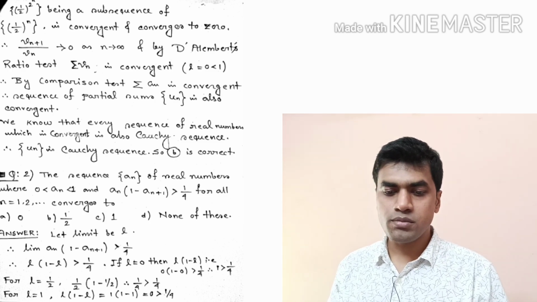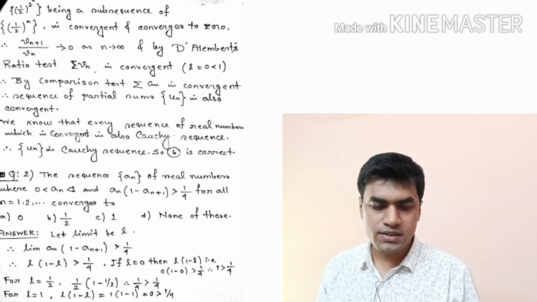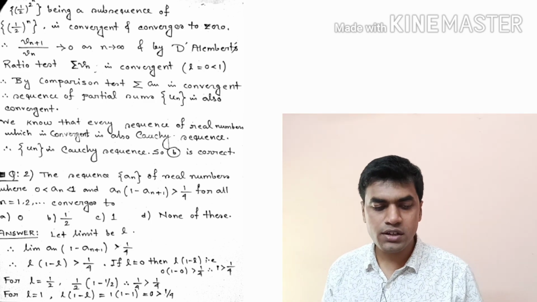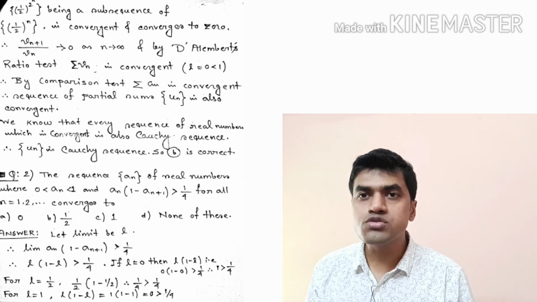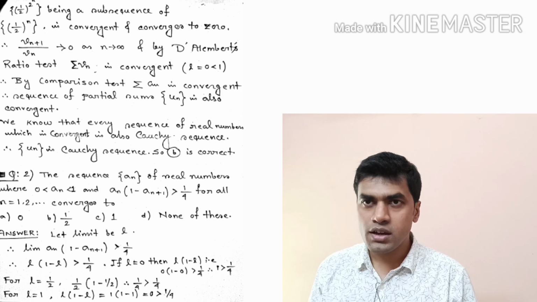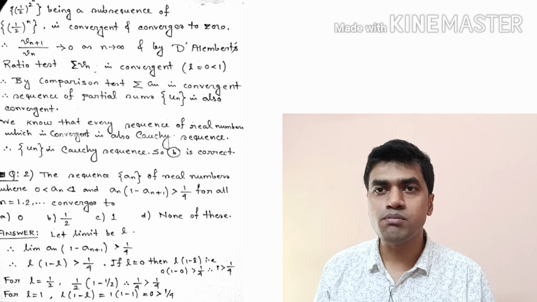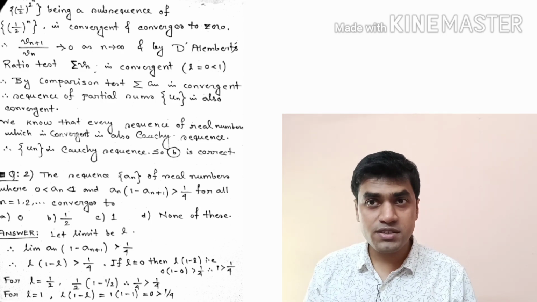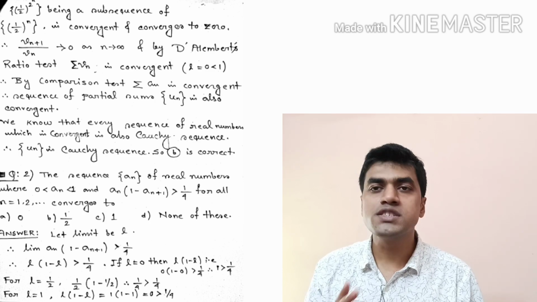We are seeing that L equals 0, that is less than 1, therefore by comparison test summation An is convergent. Therefore the sequence of partial sums, that is within braces Un, is also convergent. Since the series An is convergent, its sequence of partial sums must be convergent. And not only that, since the sequence of partial sums is a sequence of real numbers, it is a convergent sequence as well as a Cauchy sequence.